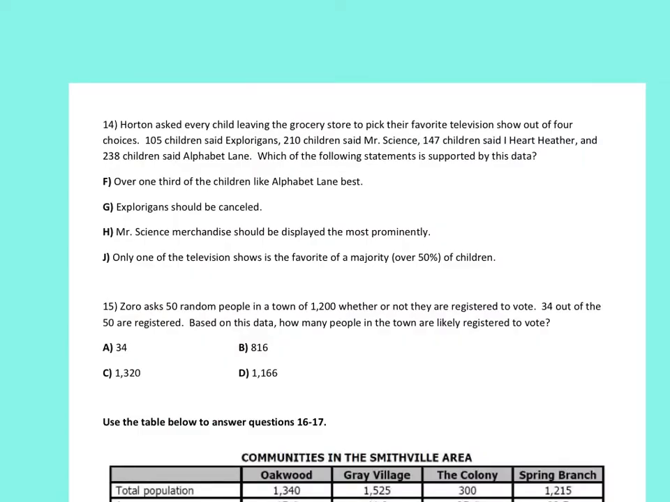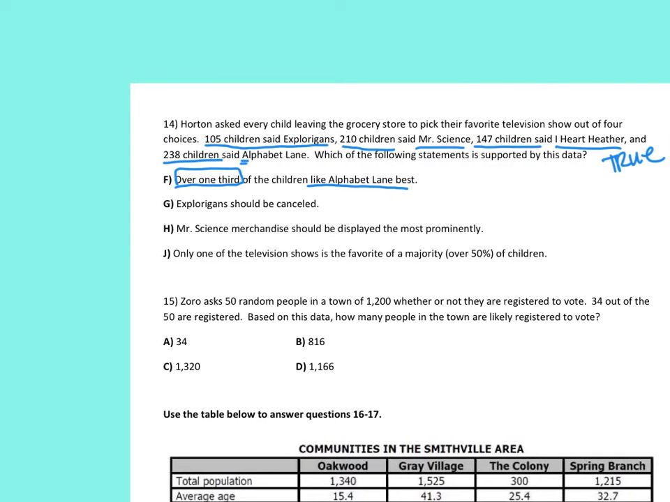Horton asked every child leaving the grocery store to pick their favorite television show. Out of 4 choices, 105 children said Explorigans, 210 said Mr. Science, 147 said I Heart Heather, 238 said Alphabet Lane. Which of the following statements is supported by this data? So we're looking for things that are true. Over 1/3 of the children like Alphabet Lane best.